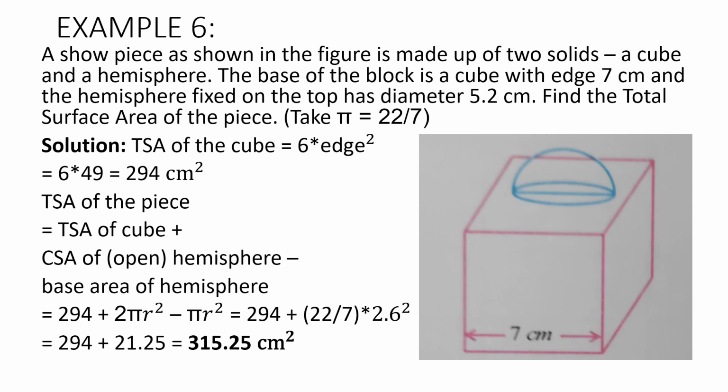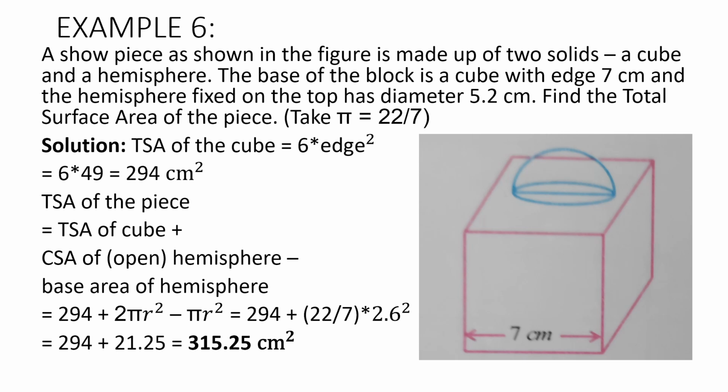Now from the diagram it is clear that you have a cube and on that a hemisphere is fixed. Now the total surface area of the cube, we know it is 6 into h square. H is 7. So the total surface area of the cube would be 6 into 49 or 294 centimeters square.